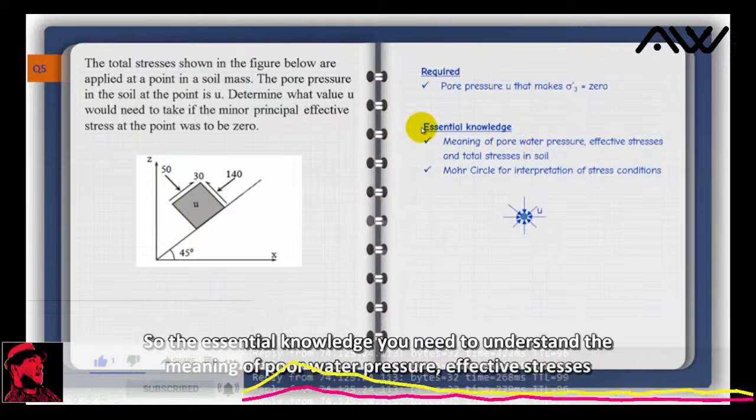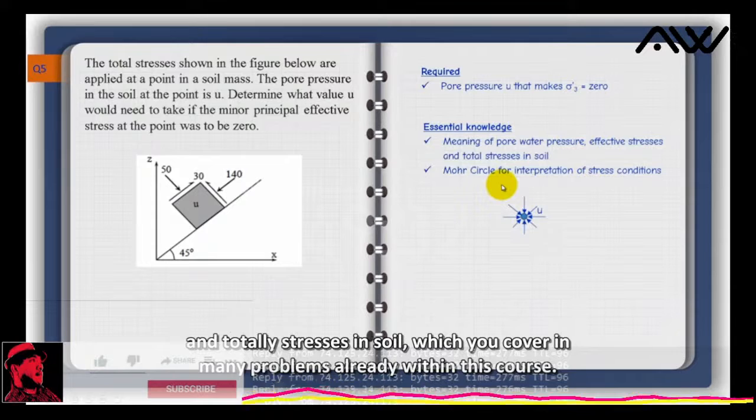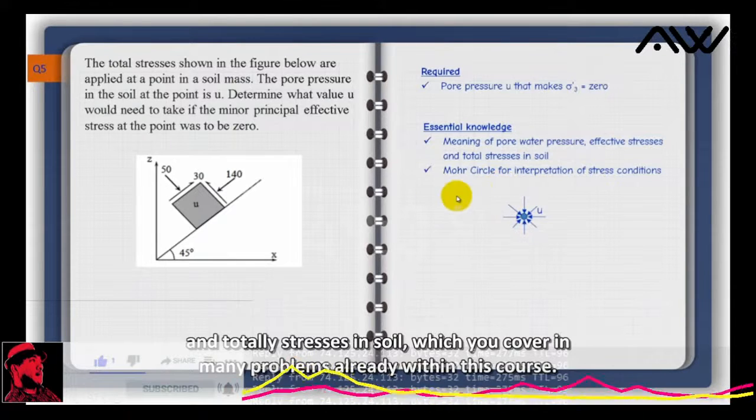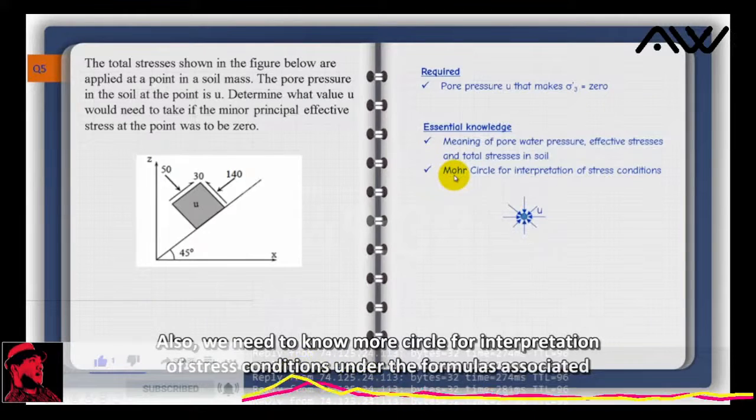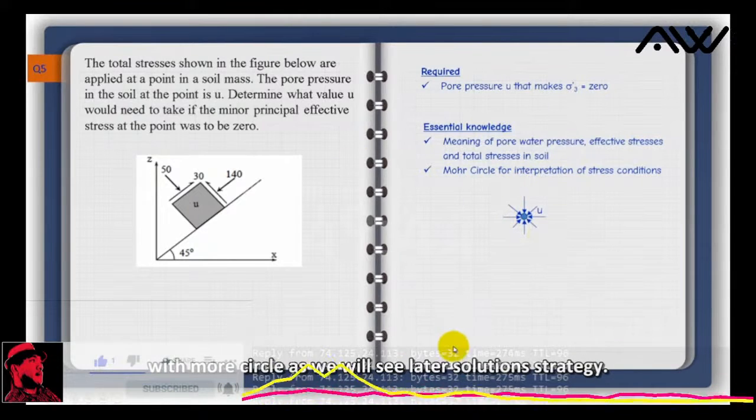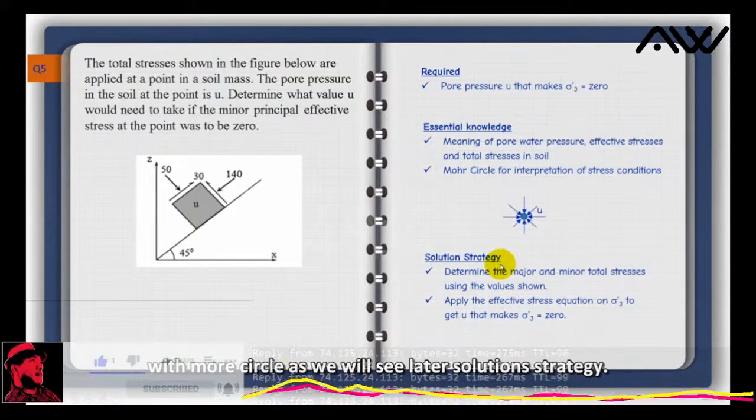So the essential knowledge: you need to understand the meaning of pore water pressure, effective stresses, and total stresses in soil, which we covered in many problems already within this course. Also, we need to know Mohr circle for interpretation of stress conditions and the formulas associated with Mohr circle, as we will see later. Solution strategy.